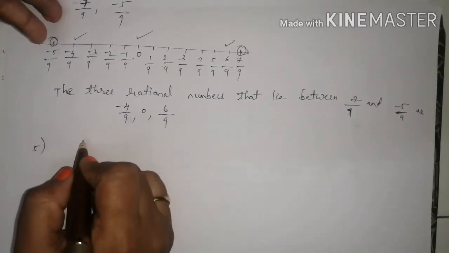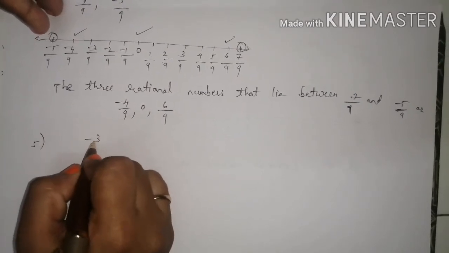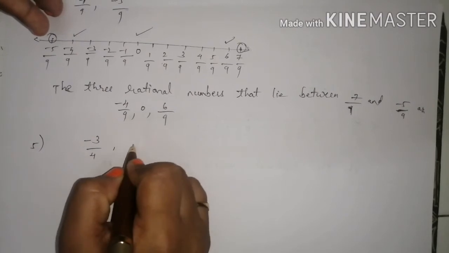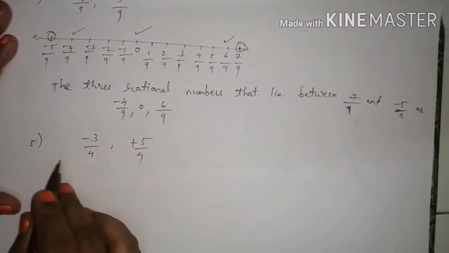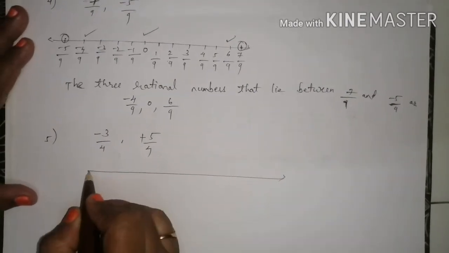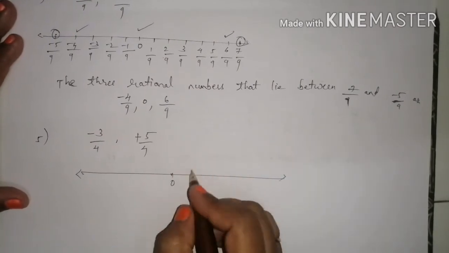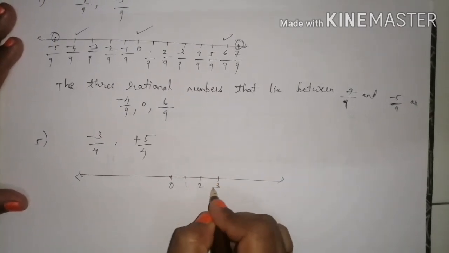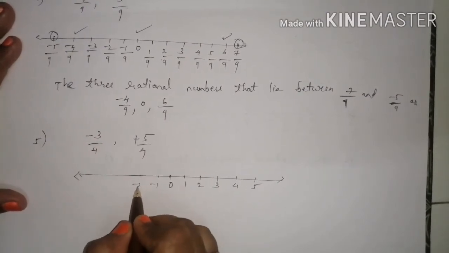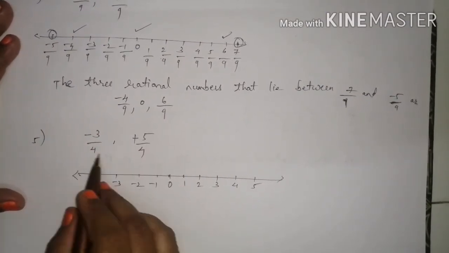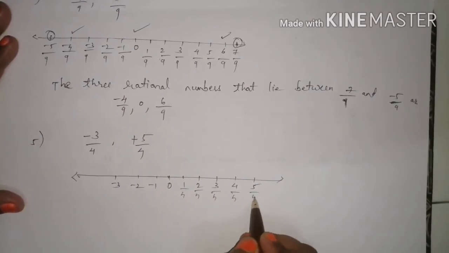Fifth one, -3 upon 4 and +5 upon 4. Again the denominators are same, so no need of making the denominator same. On a number line, show these numbers. Center it is 0. Positive 5 upon 4 will come on right only, 1, 2, 3, 4, 5. Here negative, so -1, -2, -3. Denominator it is 4, you can write 4 to all.